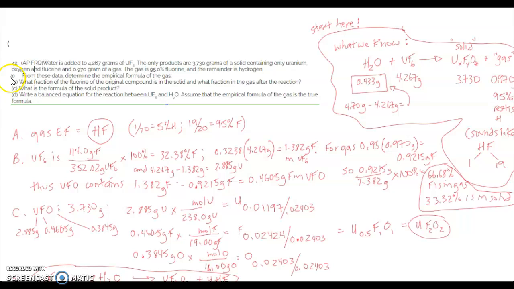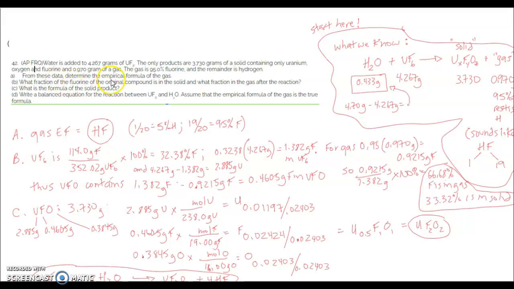Okay, question A. From these data, determine the empirical formula of the gas. We did that right away, HF. If you want to see it in more detail, I'll show you a much cleaner typed key that I found on the web. Okay, so it's 95%, it's HF, so that's the answer to A, bingo.